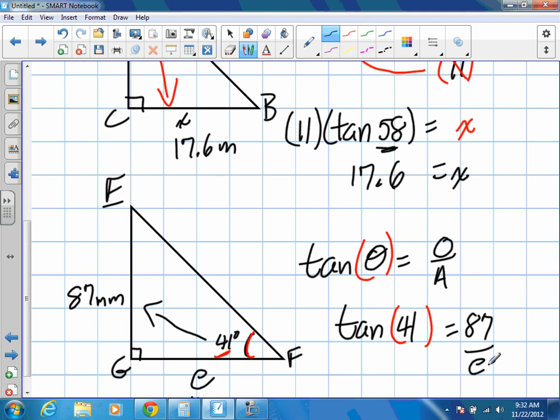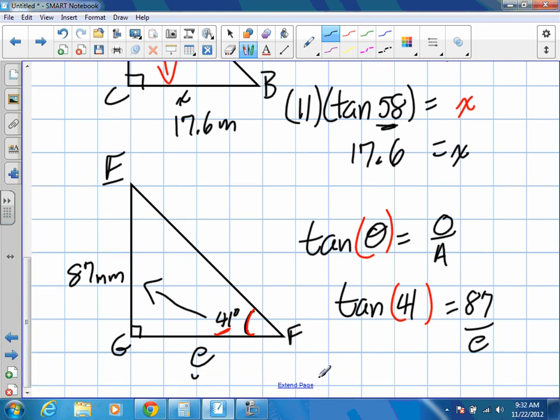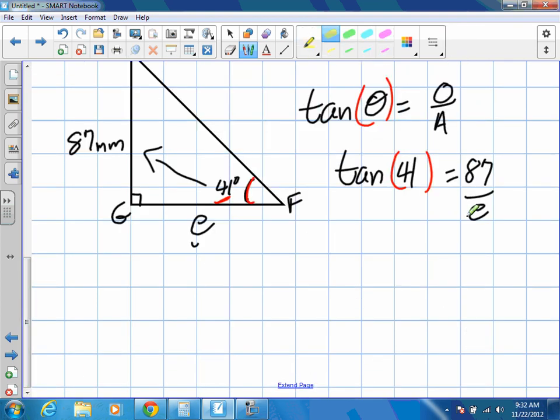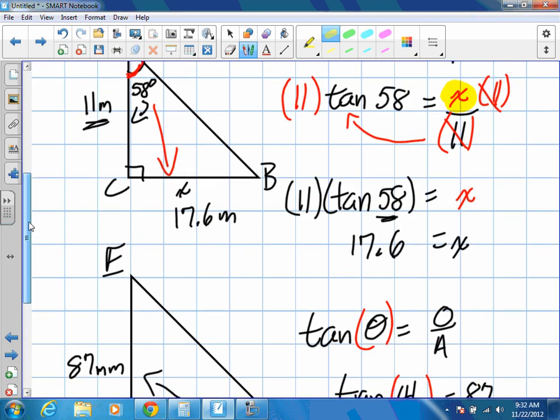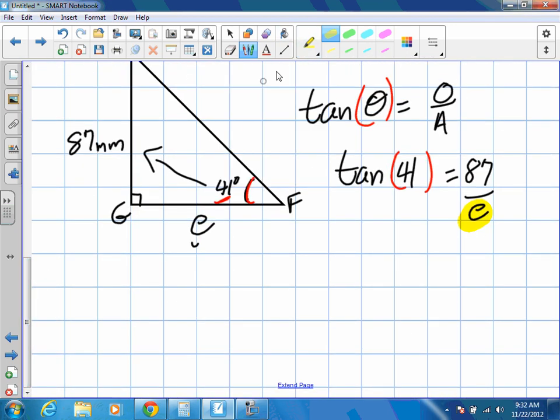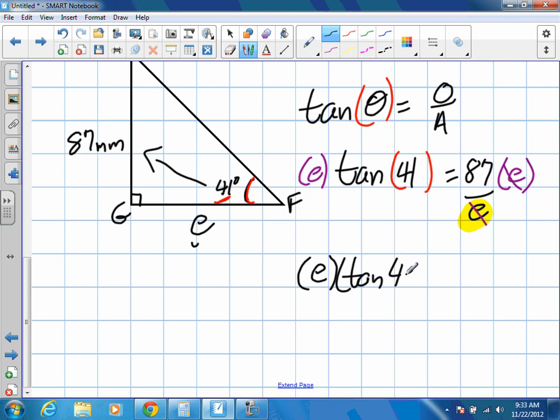So this one's a little trickier because our unknown is on the bottom of a fraction. We would still go through that first step. Remember when we moved 11 to the other side, we multiplied both sides by 11? Well, I'm going to move e to the other side just because I don't want to be working with fractions. So I would multiply both sides by e, or x or y, whatever your unknown value is. Here our e's cancel out, and we're left with e multiplied by tangent 41 is equal to 87.